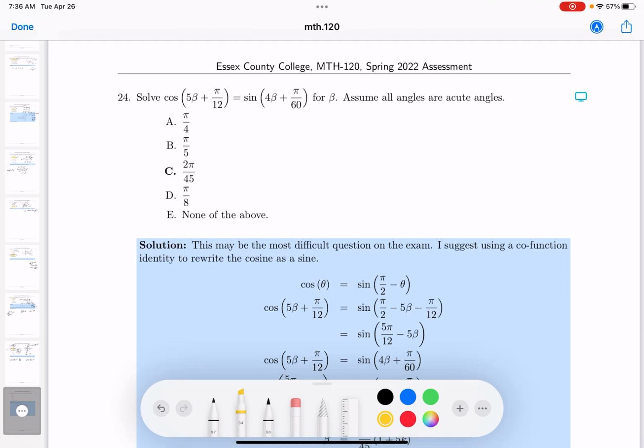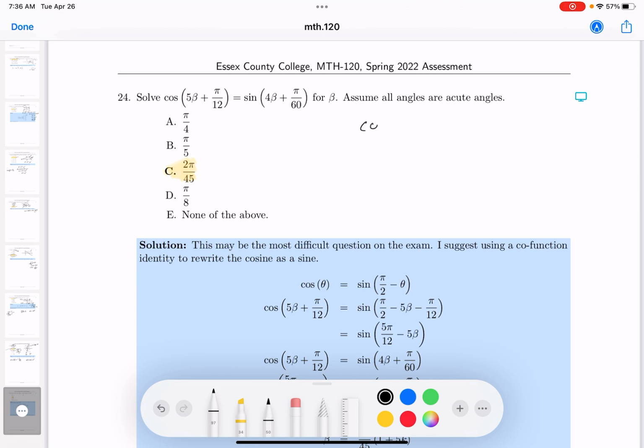Okay, this is probably the toughest question on the exam. It has to do with cofunction identities. Now, someone says, is there another way of doing the problem? Certainly, I'm not suggesting that there's only one way to do anything, but I think the best way, in my opinion, to do this problem is using cofunction identities. And let me just remind you about that.